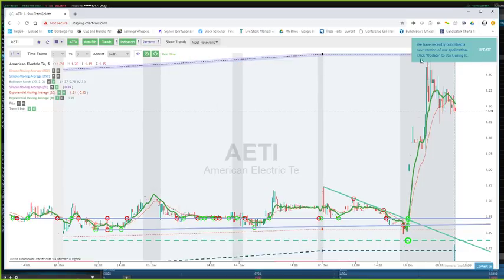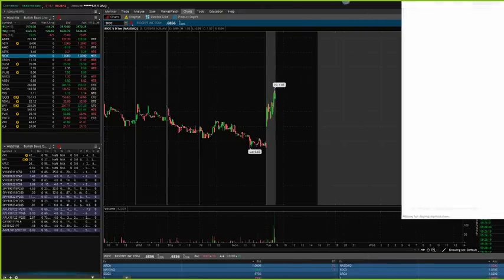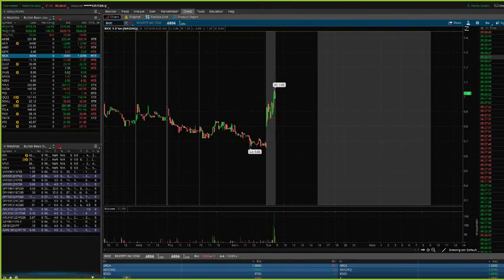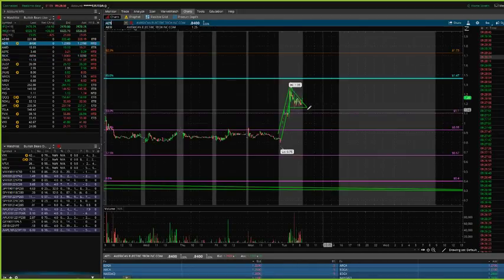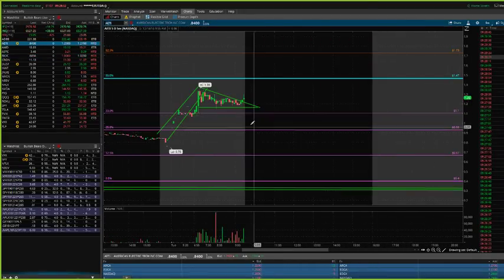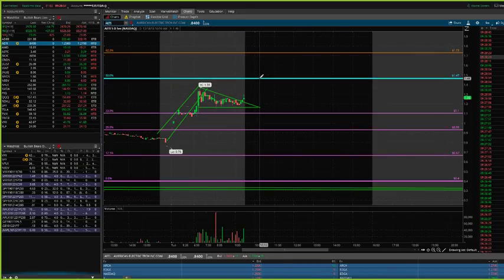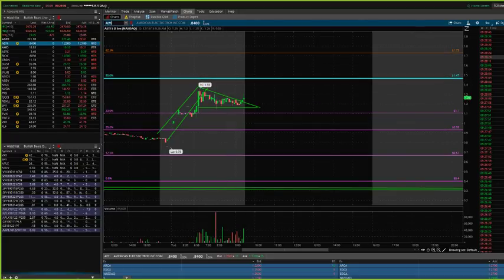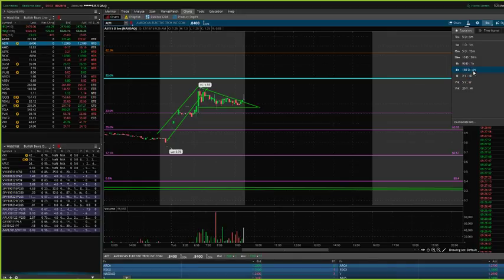You know what? Maybe I'll update this in the meantime. I'm going to scroll this up out of the way. So AETI possibly good for a 150. Again, remember those daily Bollinger Bands are not far above, very close to the 150 level. That's that half-dollar level.